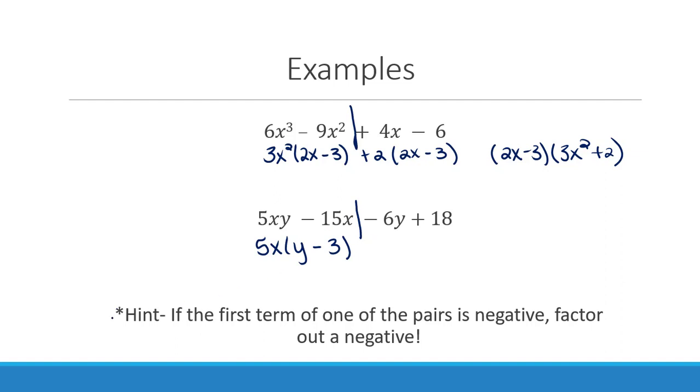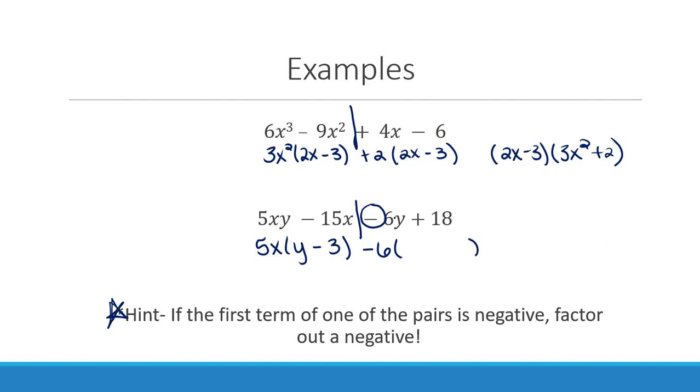Now, I gave you a hint down here, put a star beside it. It says if the first term of one of the pairs is negative, factor out a negative. So really it's all dependent upon this guy right here. Now notice this one was positive. I really didn't have to worry about anything. If this guy here is negative, you need to take out a negative as your GCF. So instead of just taking out 6, I'm going to take out negative 6 as my GCF.